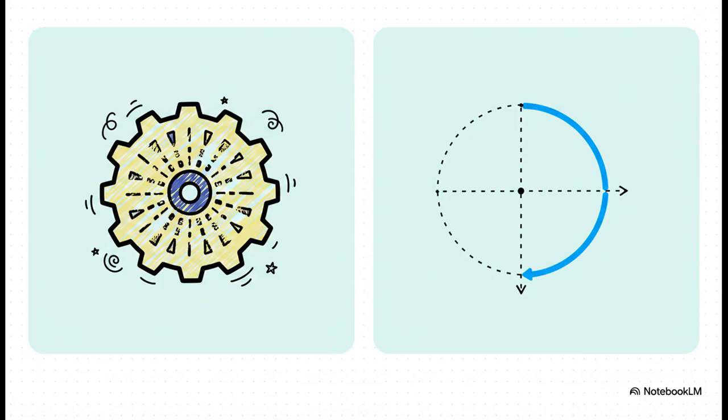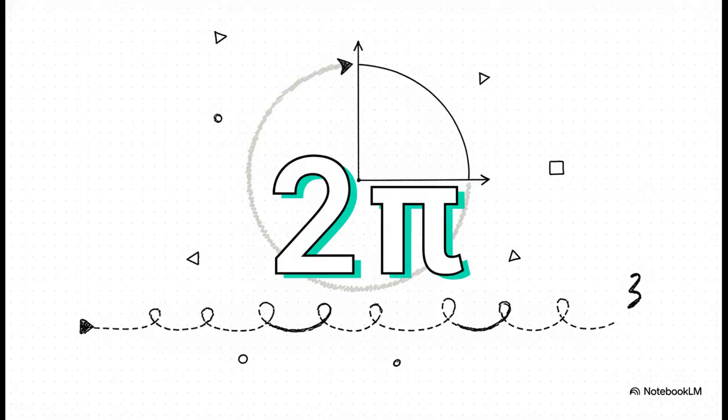But then we have the mathematical powerhouse, the radian measure. A radian directly links an angle to the actual physical arc length of a circle. Think of it like this. If you have a circle with a radius of 1, an arc length of exactly 1 unit on the edge of that circle creates an angle of exactly 1 radian at the center. And because of this direct physical relationship, we know the total circumference of a unit circle is 2 times pi.